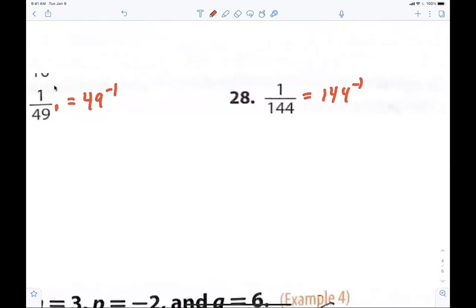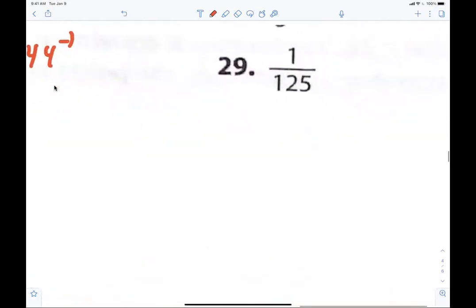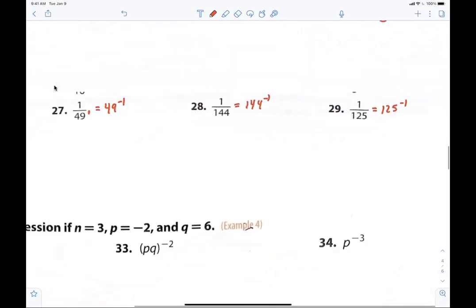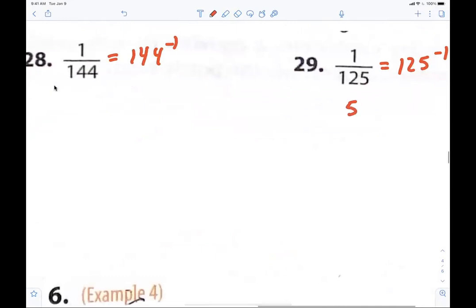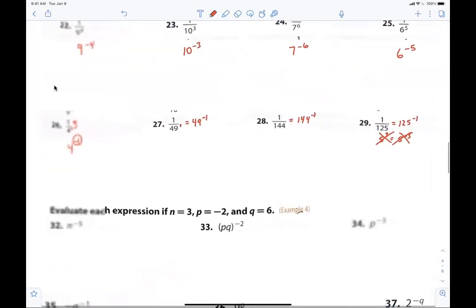All right. Maggie, do 29. 125 to the negative first. Yes, perfect. All right. I'm okay with that. I understand they want you to know 125 is 5 cubed, and you could write it as 5 to the negative 3, but I said, I don't care about that. On the test, I'm not going to say change it to something other than 1. All right, 30.